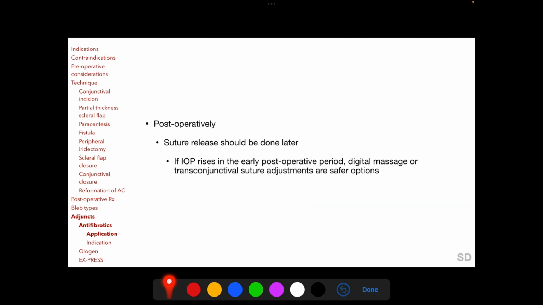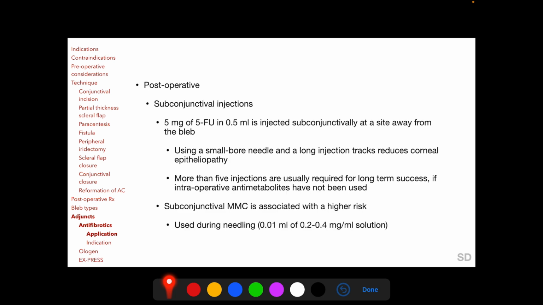When antimetabolites have been used intraoperatively, post-operative suture release for raised intraocular pressure should be done later, and instead, in the early post-operative period, if the intraocular pressure rises, digital massage or transconjunctival suture adjustments can be done. We'll be discussing these techniques in the next session on complications of trabeculectomy. Instead of or in addition to intraoperative application of antimetabolites, antimetabolites can also be administered post-operatively with subconjunctival injections, and both 5-fluorouracil and mitomycin C can be applied.